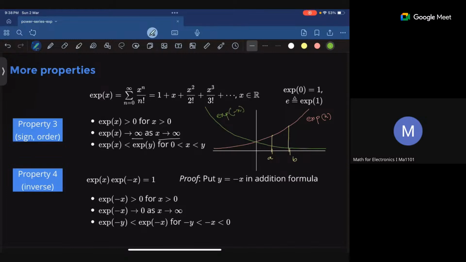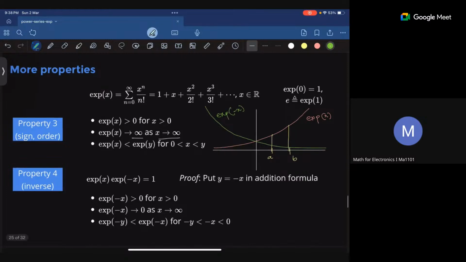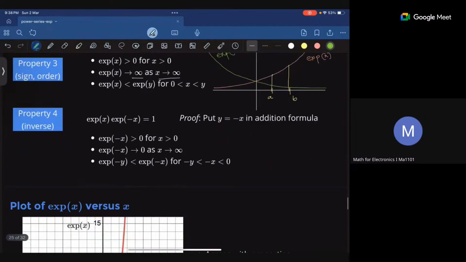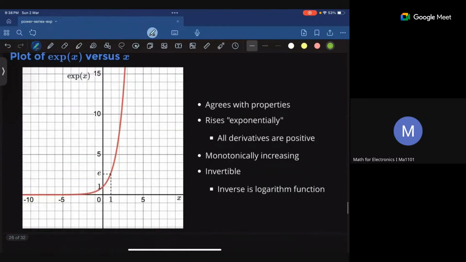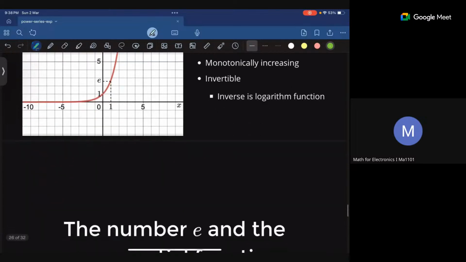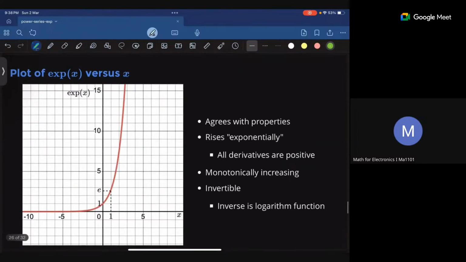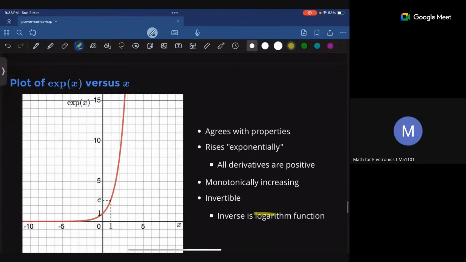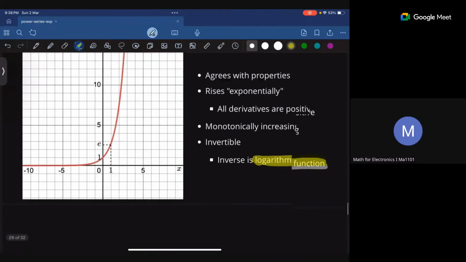Okay, so you can see this is e power x or exponential of x, and this is exponential of minus x. Okay, so both of them will lie above the x-axis only. It will never touch the x-axis, nor will it go below the x-axis. Okay, so these are the plots, exponential of x versus x, and inverse is what we were discussing. Inverse is the logarithmic function. Okay, so we will see that.